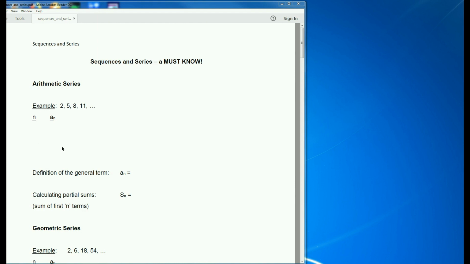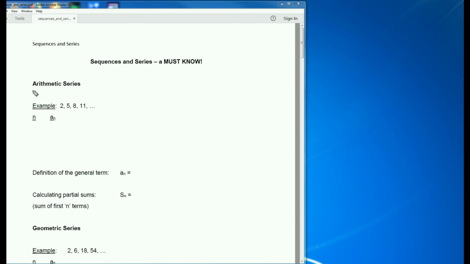Because I always find that if you write something down, you're going to be much more likely to remember it. Plus, when you're doing the problems at the end, you will have your notes to refer back to. So again, it is imperative that you remember the definitions and the formulas.